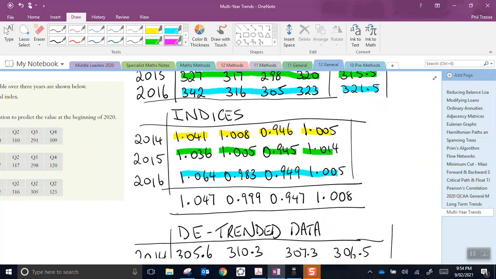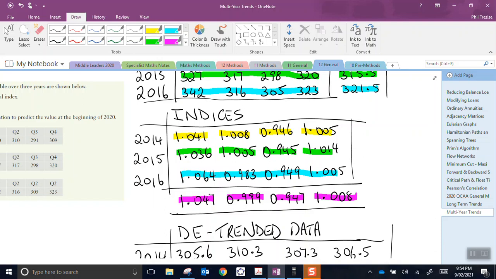This is the bit that matters. I then averaged the first quarter indices and recorded them here. I averaged the second quarter indices. I averaged these 3 numbers here, and then I averaged the fourth quarter indices here. Those are my indices averaged across all the data from the 3 years.